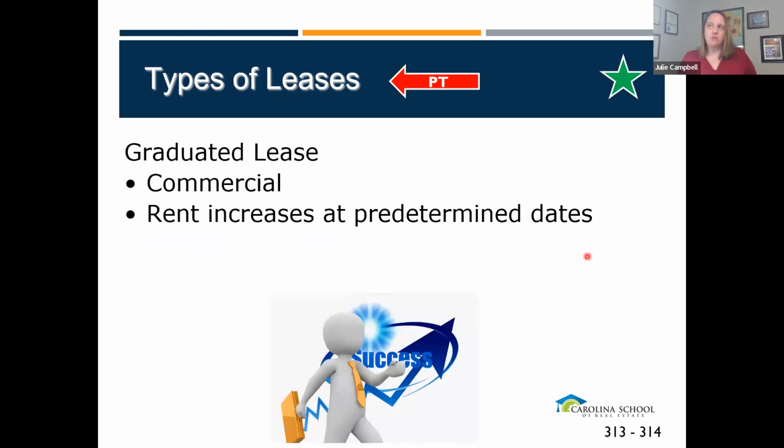We also have a graduated lease, again, for commercial properties. With a graduated lease, the rent increases at predetermined dates. Think of a startup company. I may sign as a startup company a 3-year lease. I'm going to pay X amount this year, X amount on year 1, X amount on year 2, X amount on year 3. Presumably with a startup company, as my rent is increasing, so is the income from my business.